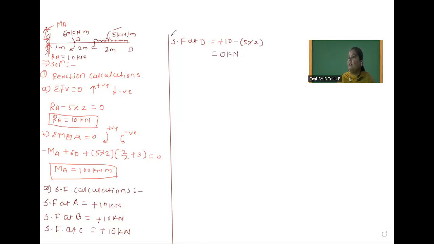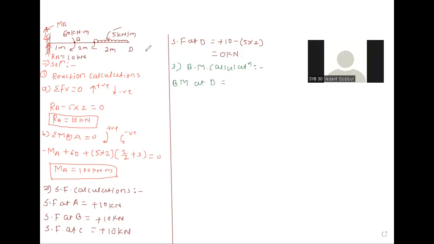Anybody having doubt in shear force calculation? Then we will move towards bending moment calculation. Next step, the third step, is bending moment calculation. So we will start from this D point. Now you tell me bending moment at D, which is equal to how much?